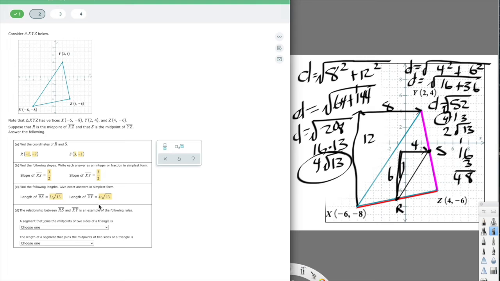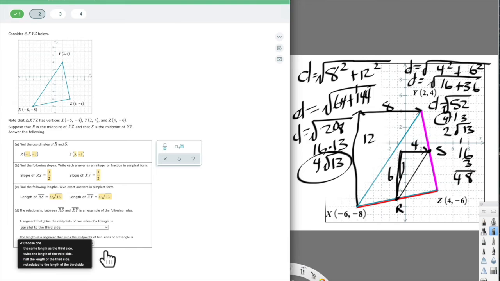The relationship between RS and XY is an example of the following rules. A segment that joins the midpoints of 2 sides of a triangle is perpendicular to the third side, parallel to the third side, or neither parallel nor perpendicular. So we proved that it's parallel because the slopes are the same. And the length of the midsegment that joins the midpoints of the 2 sides of the triangle is the same length, twice the length, half the length, or not related. So make sure that you're choosing the right one because it's either going to be twice or half depending on which one we're talking about.